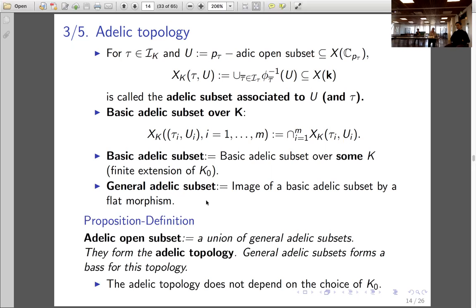Now we can define the adelic topology. We define an adelic open subset to be a union of general adelic subsets, and they form the adelic topology. General adelic subsets form a base for this topology. The adelic topology does not depend on the choice of the base field K_0.